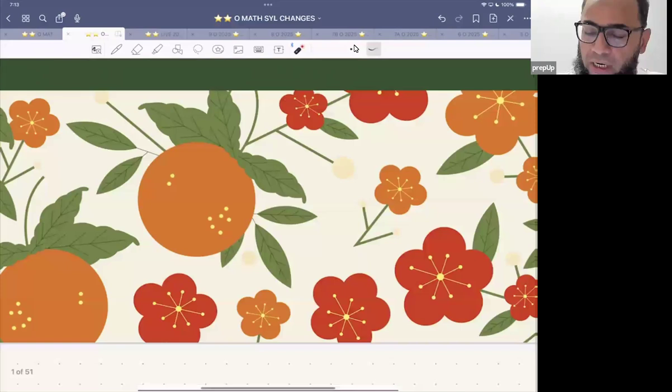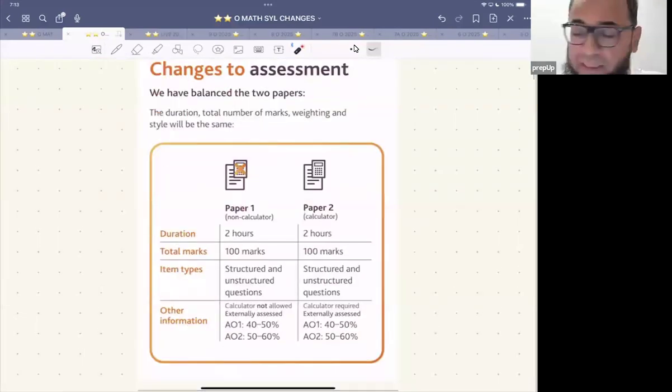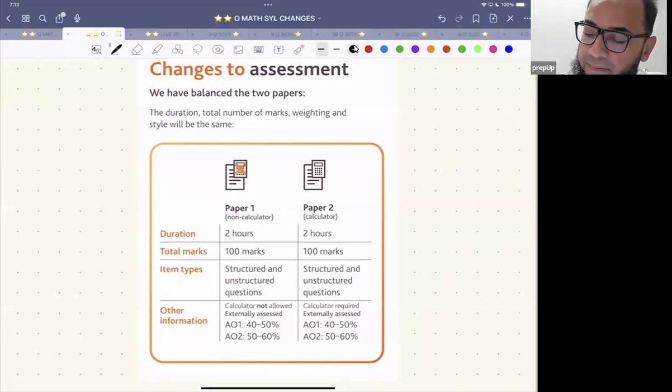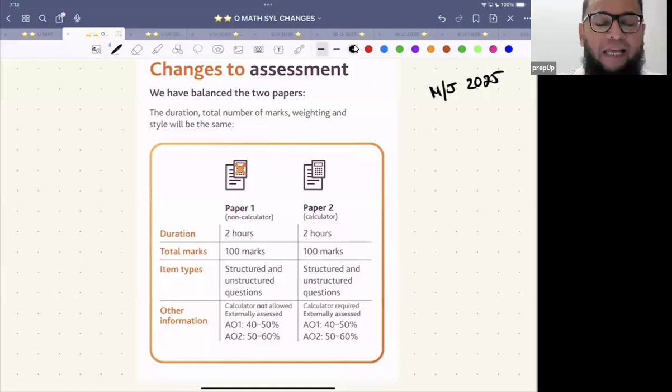Now, when we talk about the syllabus changes, you people are the first ones who will be giving the paper in May, June 2025, not 24. And there are some changes to the syllabus. Let me go over that.